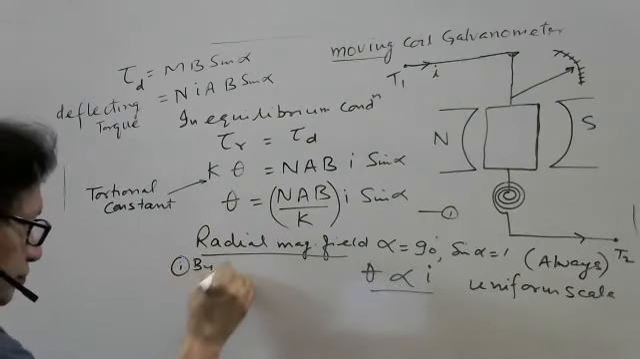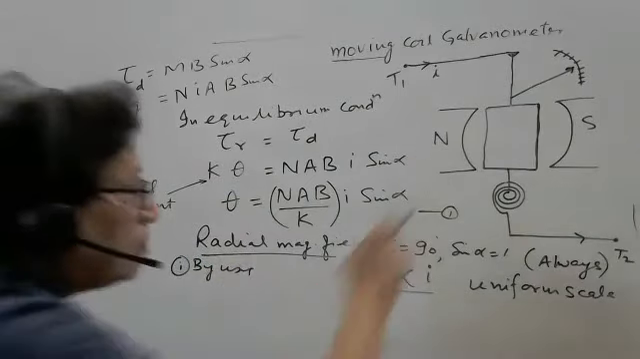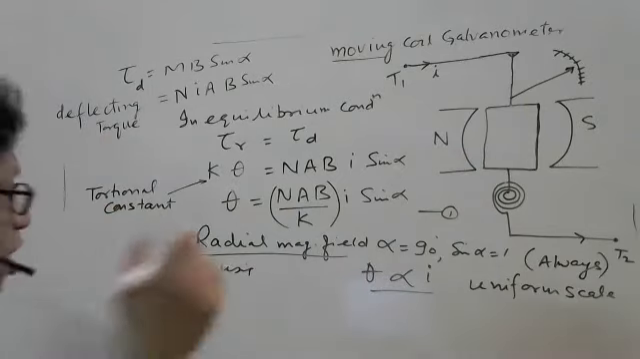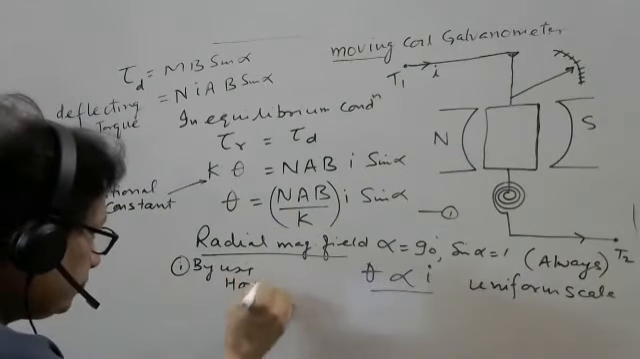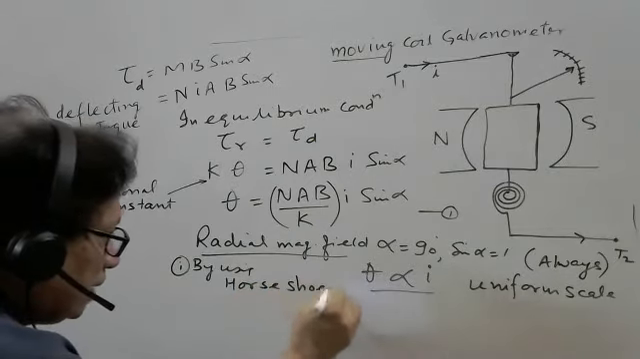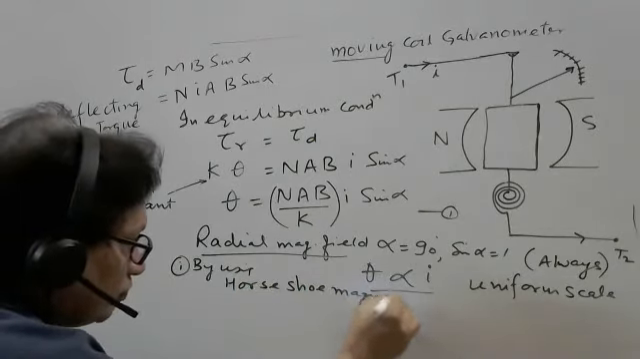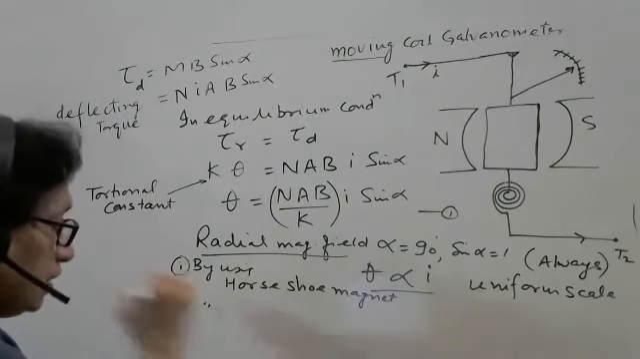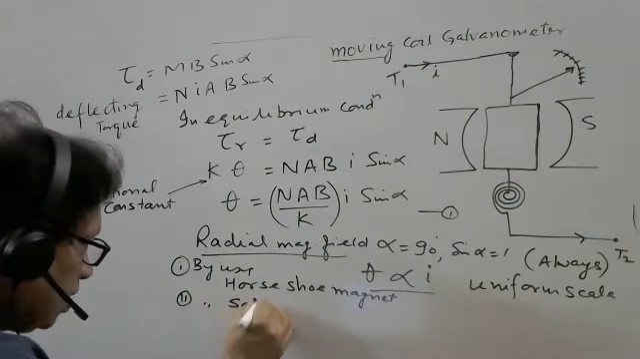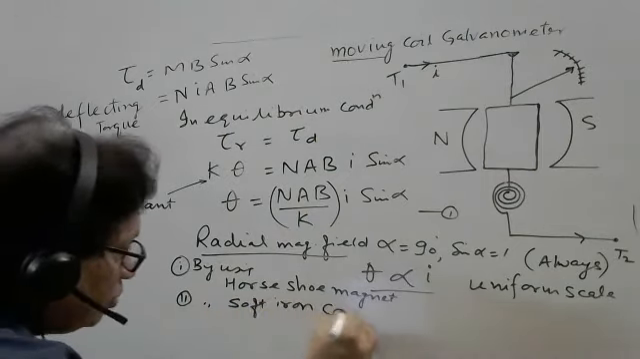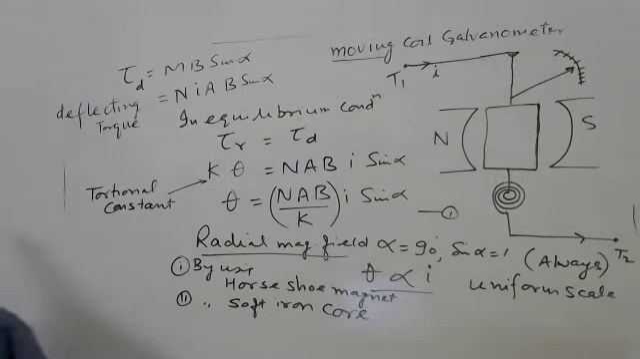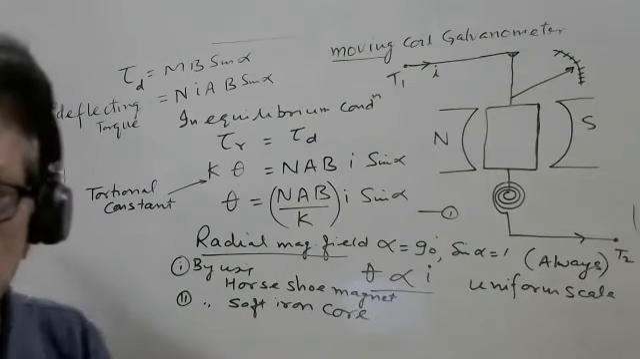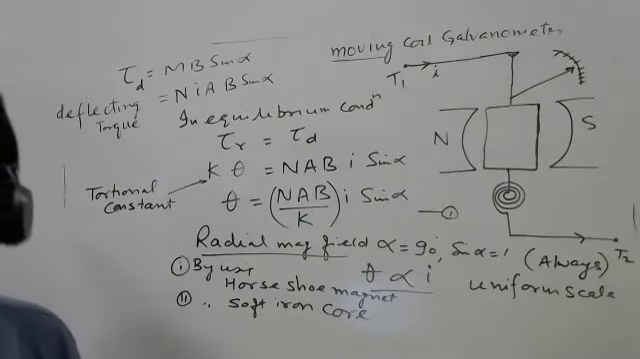using, first, not a normal magnet, but a horseshoe magnet. And second, by using soft iron core. We know this is a very good material, soft iron material. The permeability is very large, susceptibility is very large. So it concentrates the lines of force. That is why the magnetic field increases here.